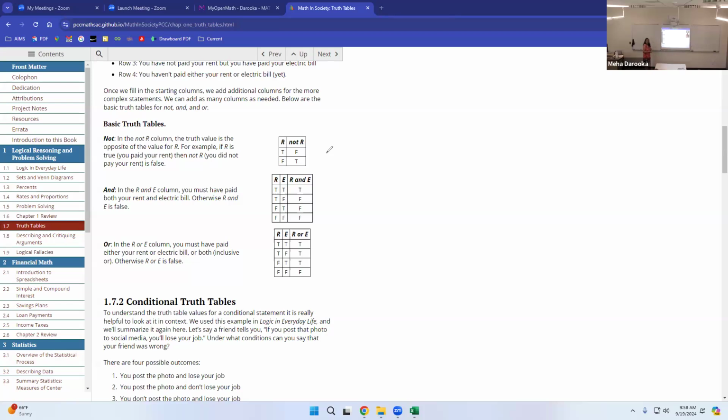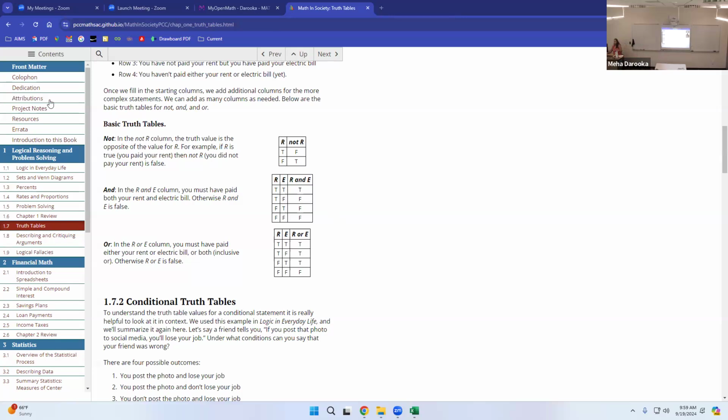For the or, if we take two propositions again and combine them using or, remember this is inclusive or, so one or the other or both of them. As long as one of them is true, your combined or statement will be true. The only time an or statement fails is when both propositions are false. So that was your not, or negation, and, which is your conjunction, and or, which is the disjunction. Those are the names we give those kinds of statements.